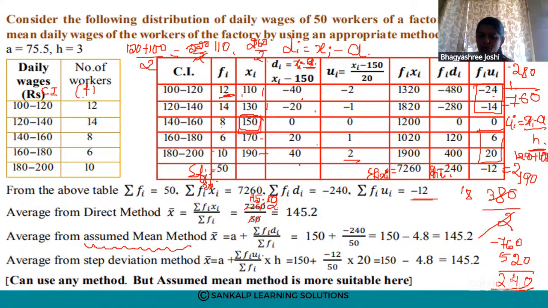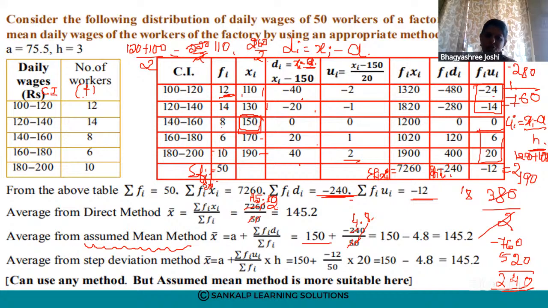X bar is equal to, formula is A plus sigma Fi di divided by sigma Fi. A value is 150. Sigma Fi di is minus 240 here. Next, sigma Fi value is 50. 0, 0 will get cancelled. 5 ones are 5, 4s are 20, 4 remains, 5 8s are 40. So 150 plus into minus 4.8, that is equal to 150 minus 4.8, is 145.2.